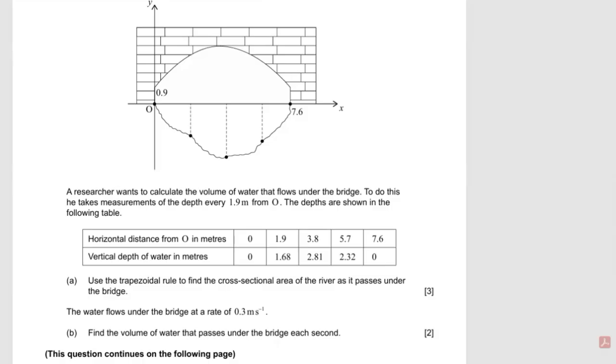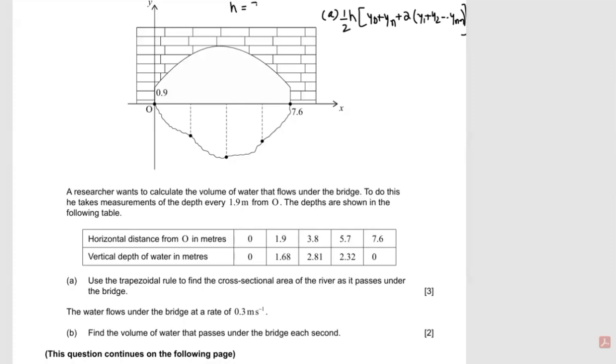Part A, use the trapezoidal rule to find the cross-sectional area of the river as it passes under the bridge. If you are not familiar with the trapezoidal rule formula, it's given in the formula booklet. It's half h times y0 plus yn, and all the rest of the ordinates are doubled, y1, y2 up to yn minus 1. I'm just writing the formula so that you know that it's given already. h is the step length, which is given already, 1.9.